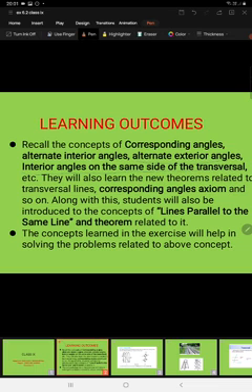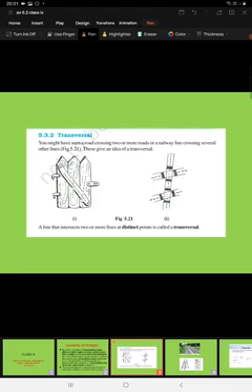These types of angles we have studied in class 7th also in chapter number 5, and in this topic we will also learn about the new theorems like corresponding angles axiom and lines parallel to same line and theorems related to it. The concepts learned in this exercise will help us to solve the problems related to the above concepts. And let us start our topic.